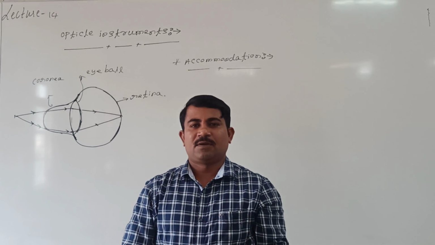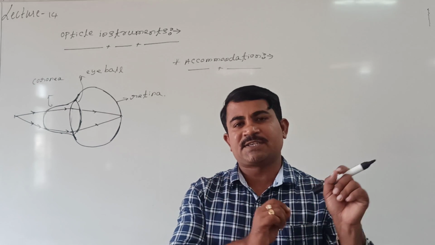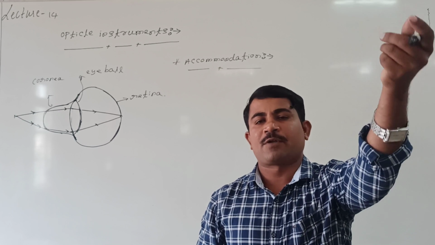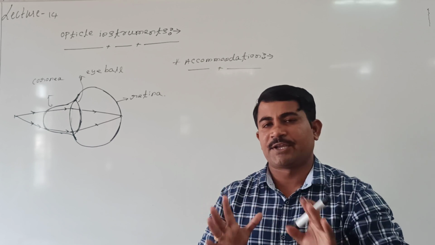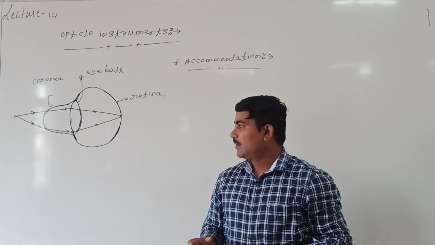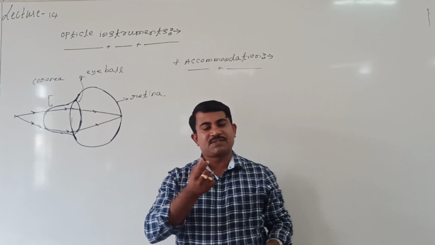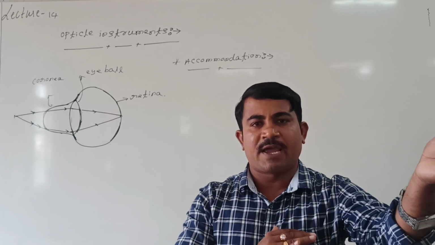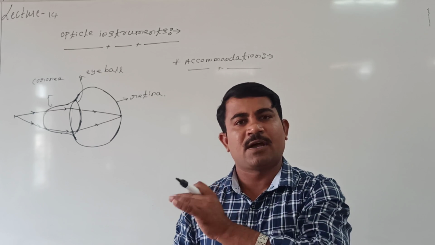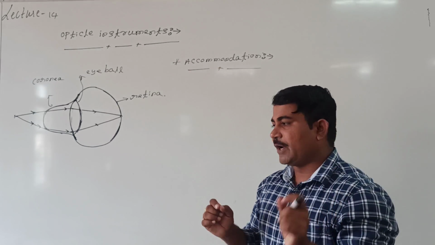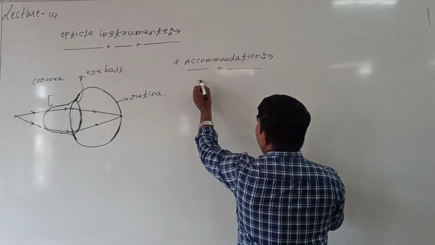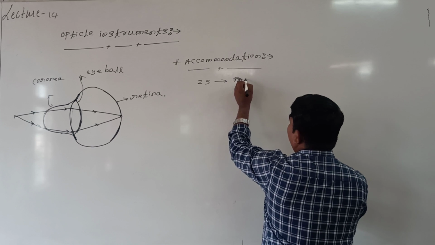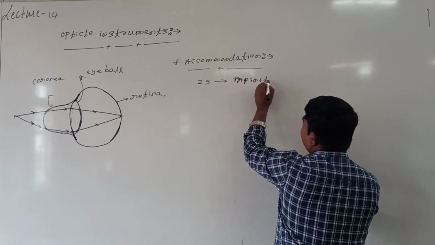Accommodation is the eyeball changing its focal length in such a way that the image of the object at any point from the eye can appear on the retina. That we call accommodation. Simply, this accommodation lies from 25 centimeter to infinity.